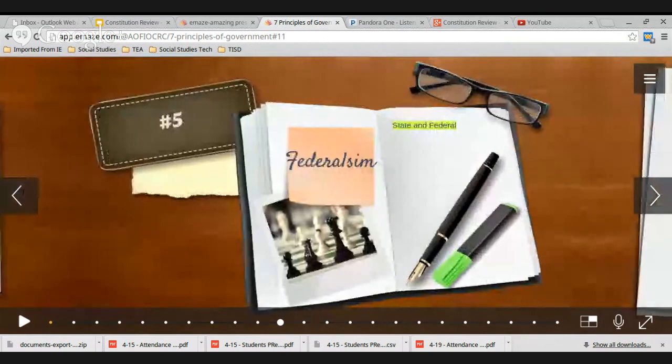Federalism. Okay, this is the division between the state and the federal government. We're going to split it. Okay, we're going to give some power to the states. We're going to give some power to the federal government. That's the idea behind federalism.